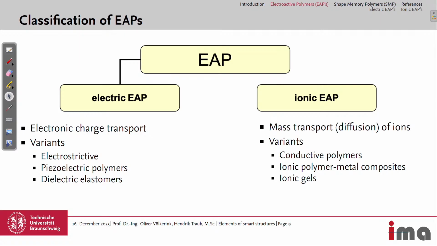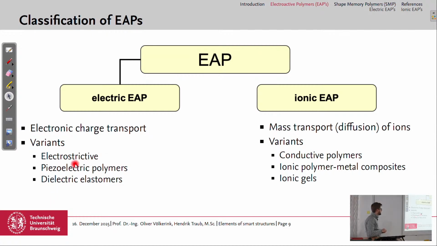We can classify the electroactive polymers into electric electroactive polymers and ionic electroactive polymers. So here's a line missing, but I think you will also get it. Electric electroactive polymers work due to an electric charge transport and can be electrostrictive or piezoelectric polymers like the PVDF material, and we can also have dielectric elastomers between two electrodes.